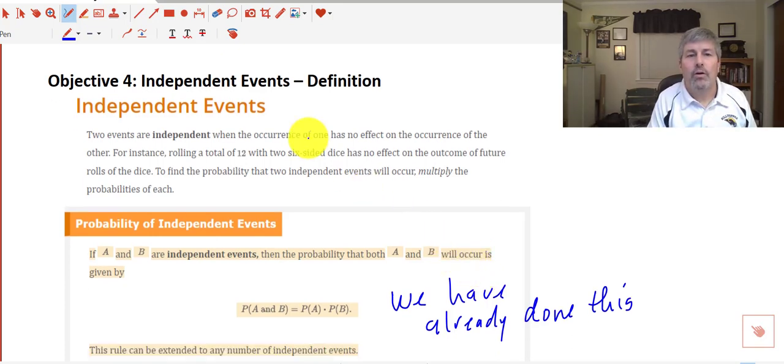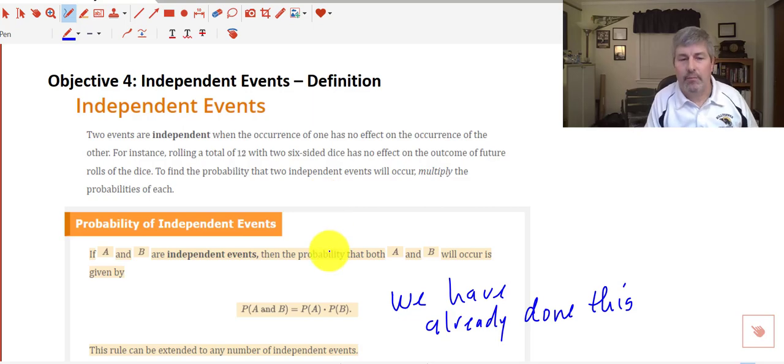In Objective 4, we're going to define independent events. 2 events are independent when the occurrence of one has no effect on the occurrence of another. For instance, rolling a total of 12 with 2 6-sided dice has no effect on the outcome of future rolls of the dice. So one roll of the dice doesn't impact the next roll of the dice.